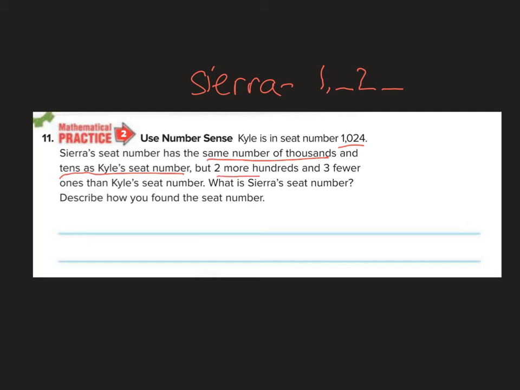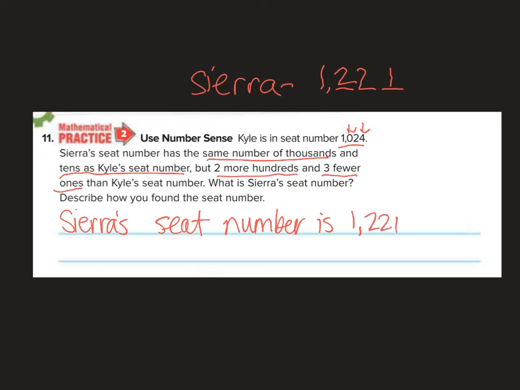But she has 2 more hundreds. So look in the hundreds. Kyle had 0 hundreds. So that means Sierra has 2 hundreds. And 3 fewer ones. Okay, so Kyle had 4. 4 minus 3 is 1. What is Sierra's seat number? So Sierra's seat number is 1,221.